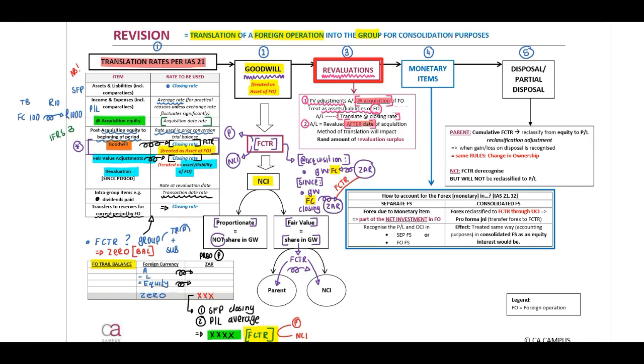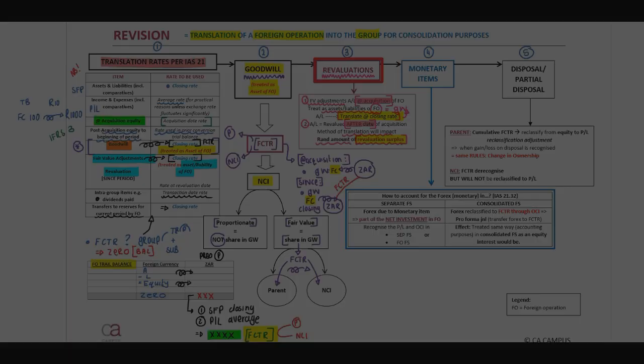Number two, if we have a revaluation after our acquisition date, this method of translation will have an impact on the rand amount of our revaluation surplus. Okay, do you see the difference, guys? Option 1 will have an impact on our FCTR. Option 2, on our rand amount of our revaluation surplus. Now, let's identify the implication of this on our analysis of owner's equity.